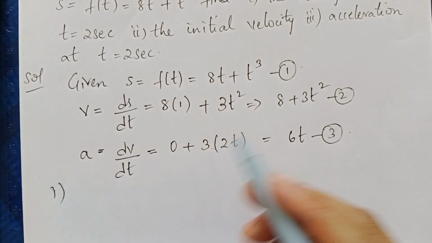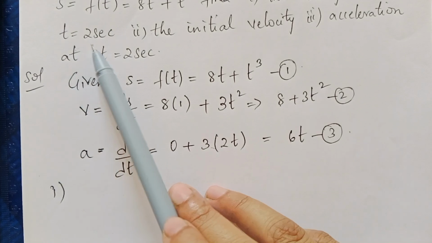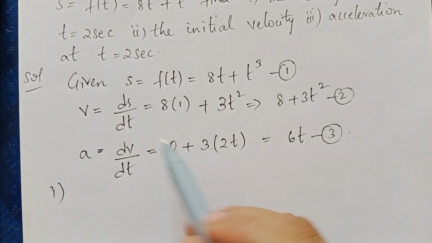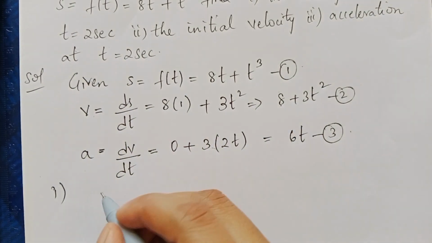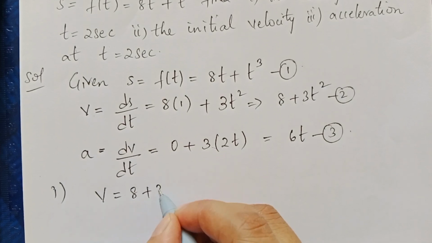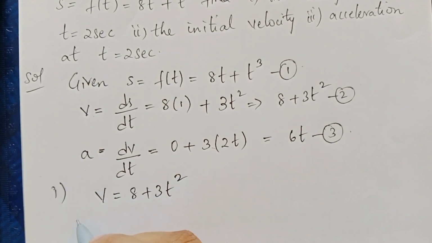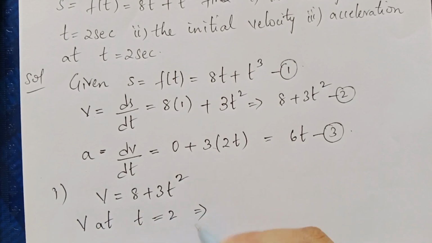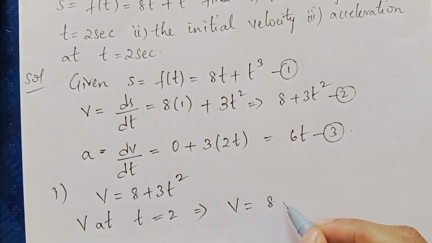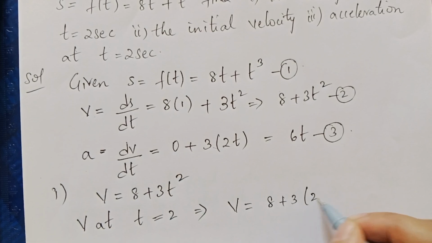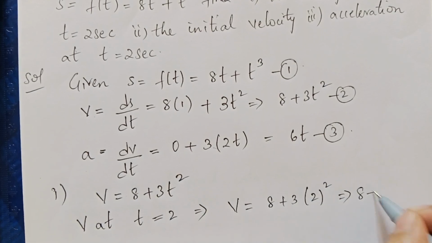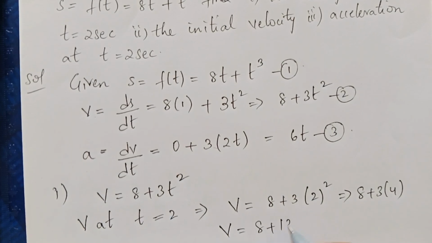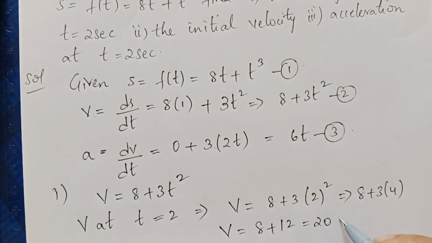And the first question is to find the velocity at time t equals 2 seconds. So we have to write the velocity equation, v equals 8 plus 3t square. At t equals 2, v equals 8 plus 3 into 2 square, which equals 8 plus 3 into 4, which is 12. v equals 8 plus 12 equals 20 centimeter per second.